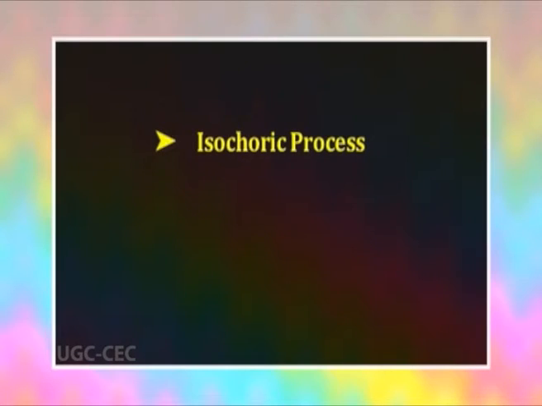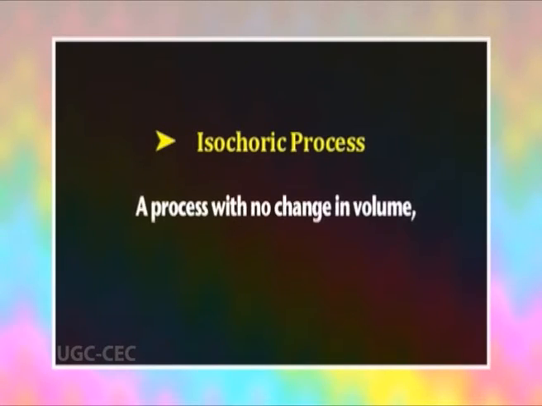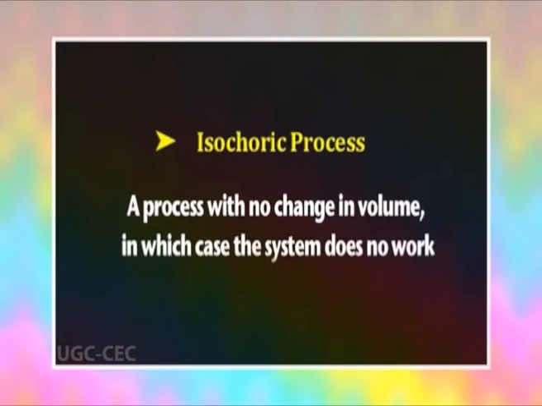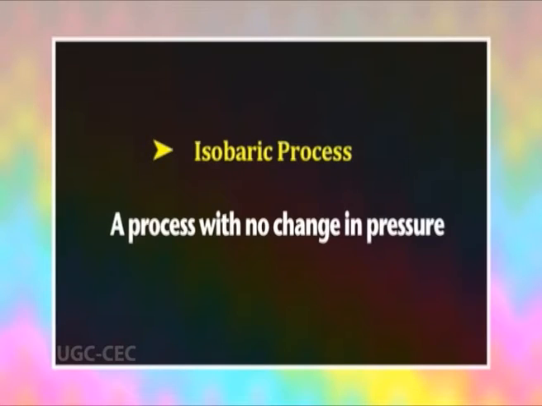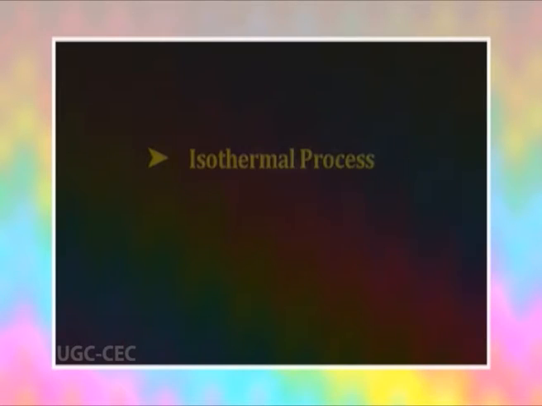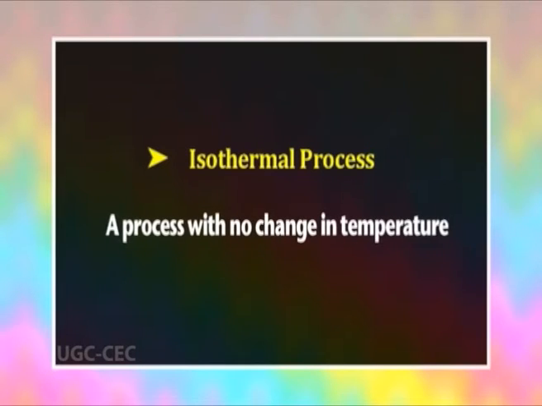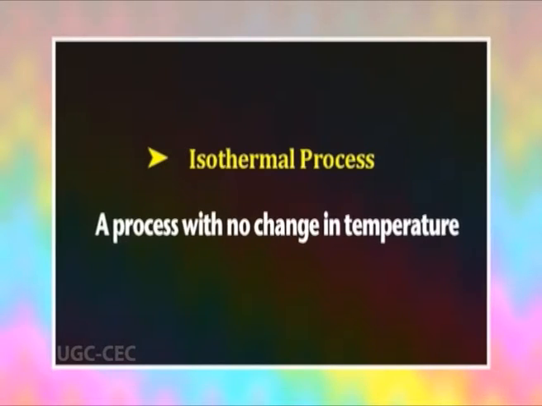Number 2 is the isochoric process, that is a process with no change in volume, in which case the system does no work. Number 3 is the isobaric process, that is a process with no change in pressure. And number 4 is the isothermal process, that is a process with no change in temperature.